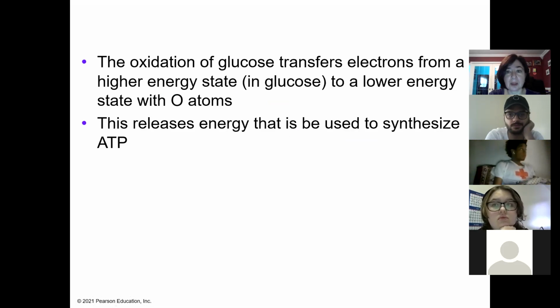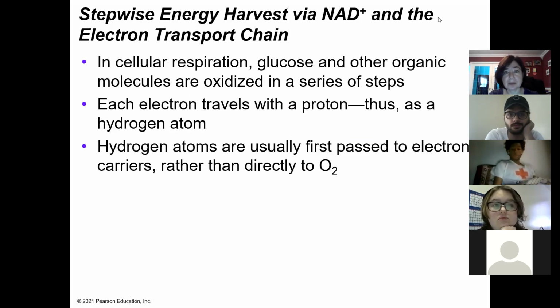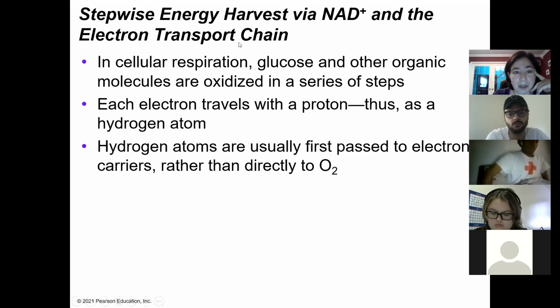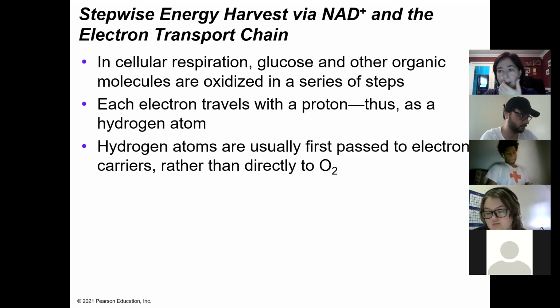Okay, so now, during cellular respiration, you can't just take these hydrogen atoms away from the glucose molecule and take the electrons and transfer them. So it's pretty much a multi-level process, where the oxidation reduction reactions, redox reactions, happen actually in multiple steps. Now, one more time. Hydrogen has an electron, and if you remove the electron from hydrogen, you are left with a proton.